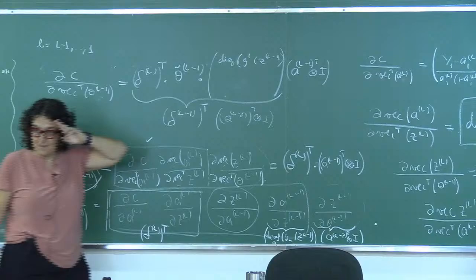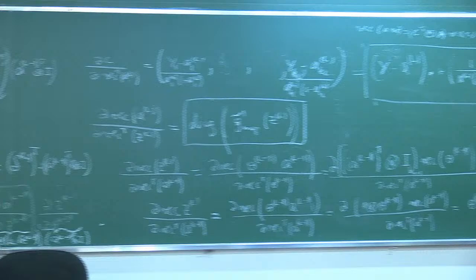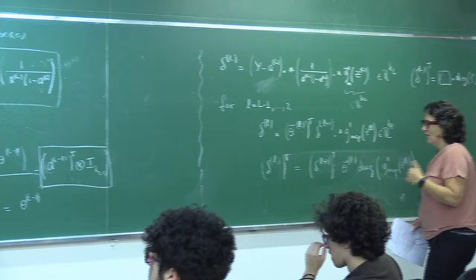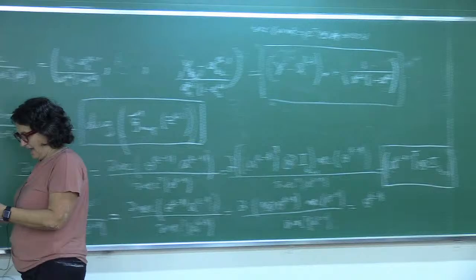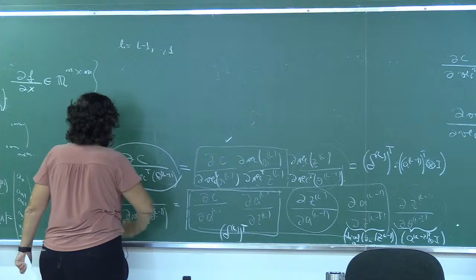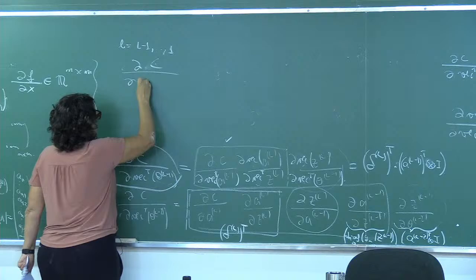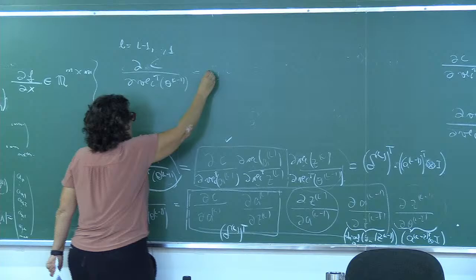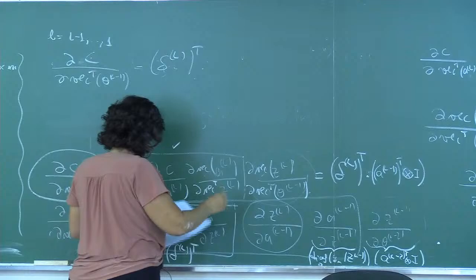I hope all the details, if you want to go and compute. But the thing is, how do I compute the derivatives? The way to compute the derivative at the end, the argument is like this. It says, okay, I'm going to compute all the derivatives. The first one is theta L transpose times A L minus 1.